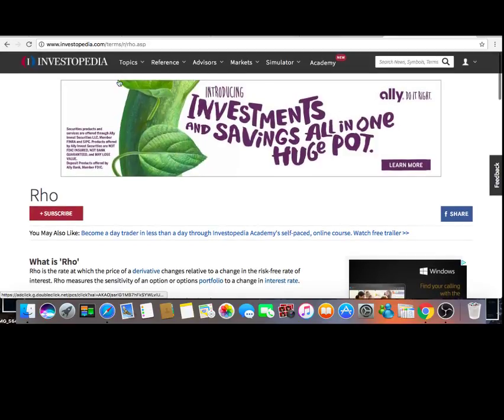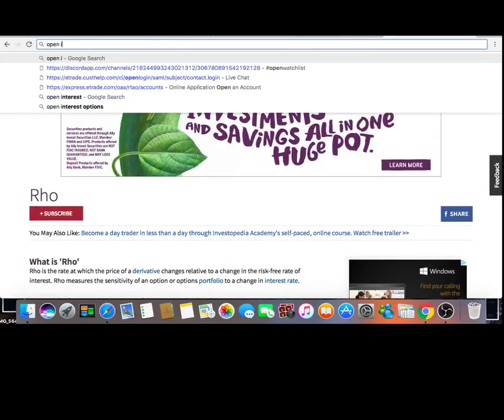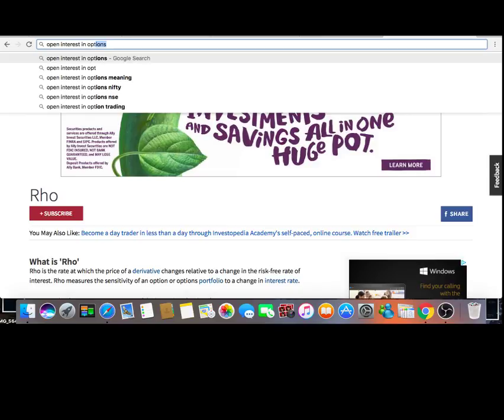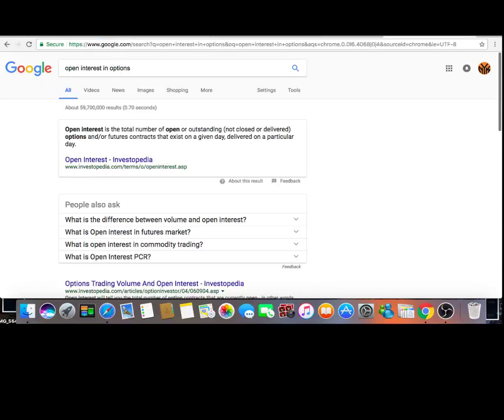And okay, just want to let you know what open interest means in options, just so you get a hang of it. So open interest is the total number of open or outstanding options and/or futures contracts that exist on a given day, delivered on a particular day. So if there's a lot of open interest, let me do an example. Can't bring it up on the screen, sadly, but I could do an example for you and I could talk it out.